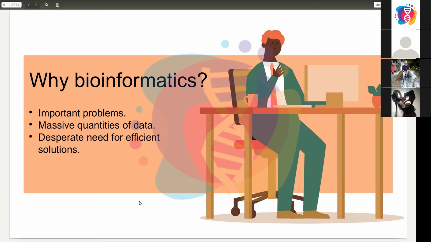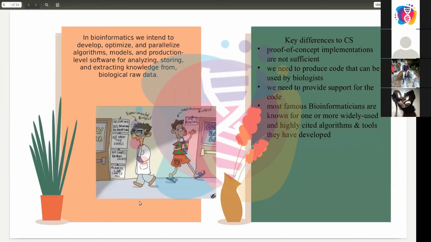Apart from that, there's also a need for efficient solutions. You cannot always go through the whole rigorous process of a whole protocol of experimental designs to validate or confirm your hypothesis, and that's where you need bioinformatics. Now, the general aim of bioinformatics is to develop, optimize, and parallelize algorithms or models which will help us validate our hypothesis.